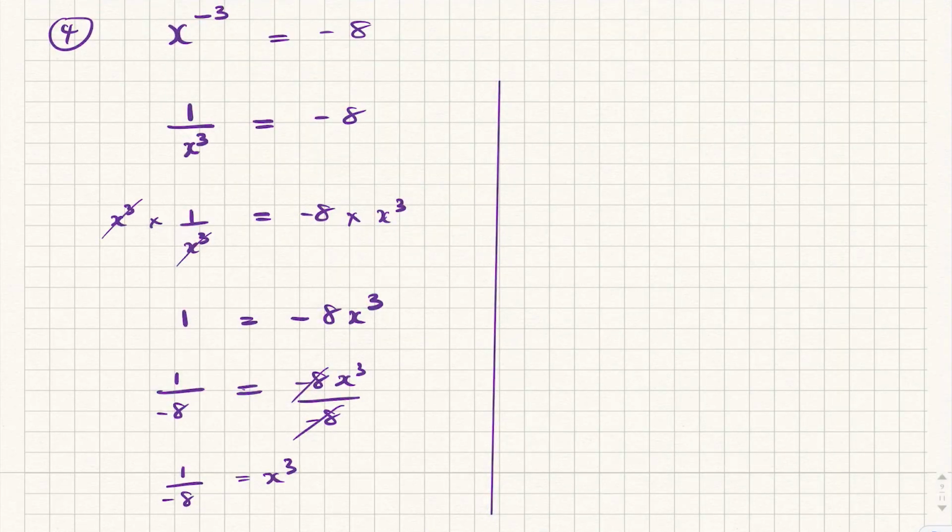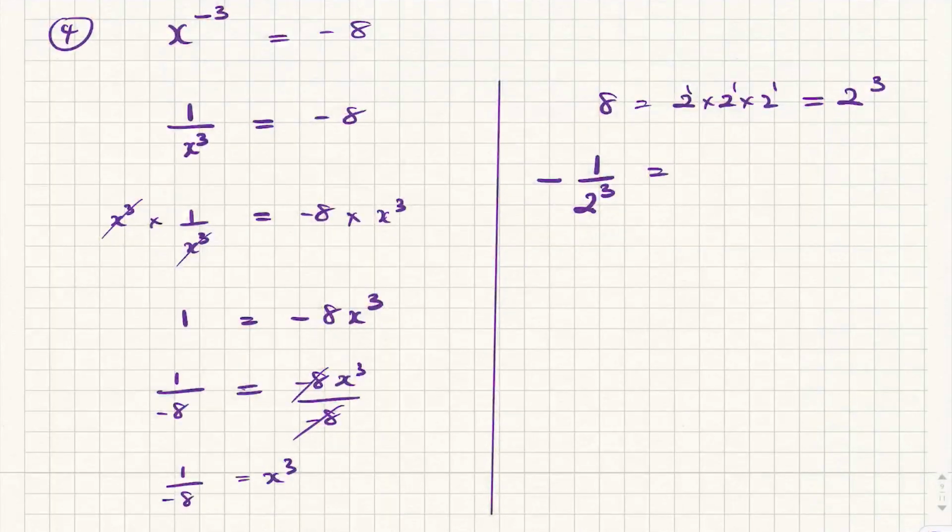Okay. So, but I could rewrite my 8, because 8 actually is 2 times 2 times 2, which is 2 to the power of 1 times 2 to the power of 1 times 2 to the power of 1 will give us 2 to the power of 3. So that's what 8 is. So I can replace that 8 with 2 to the power of 3. So I get 1 over, well, I'll put minus here because there's a minus there. 2 to the power of 3 equals x to the power of 3.